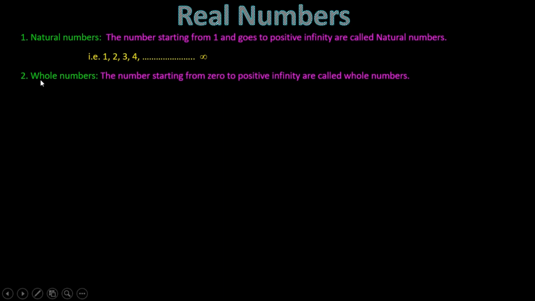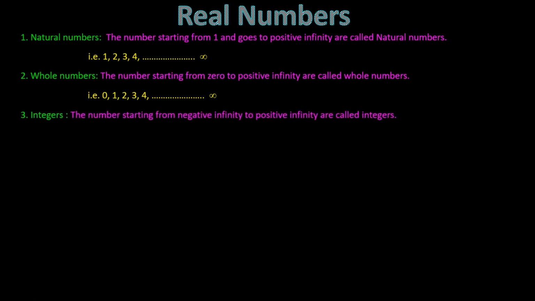Whole numbers: the numbers starting from 0 to positive infinity are called the whole numbers. So you can say like this: the numbers starting from 0 and going to positive infinity are called the whole numbers. After whole numbers we will see the integers. The integers, starting from negative infinity to positive infinity, are called the integers.